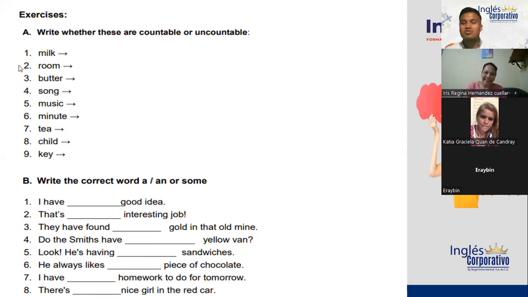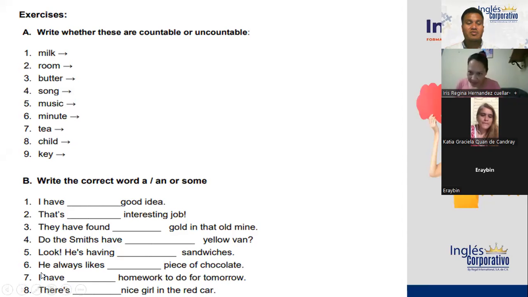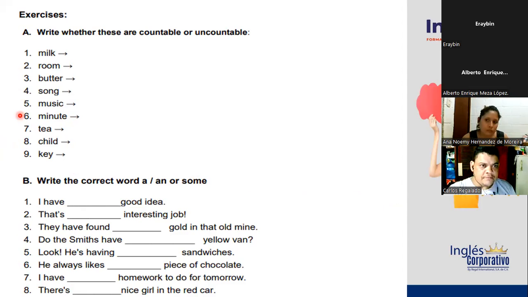So Iris, Regina, what about number two? Countable, teacher. Okay, what about butter, Katia? It's uncountable, teacher. Okay, thank you very much. What do you think about number four? Song. It is countable. The next one is pretty obvious, right? When I say music, that's uncountable. So what about number six, Cecilia? What do you think about number six? Number six is uncountable.